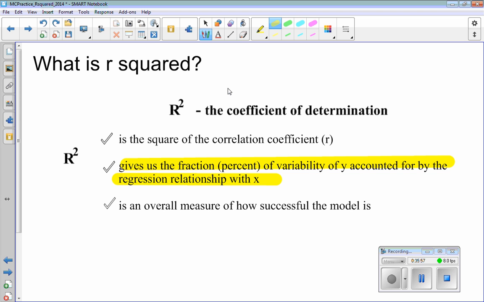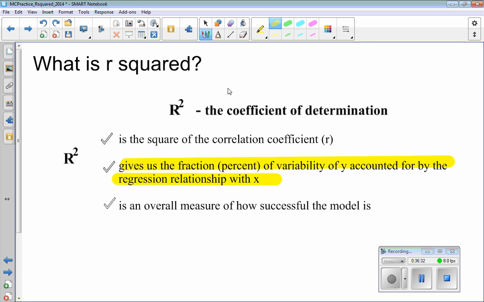Think about a scatter plot. Any scatter plot. If every single point is on the line, there is no variability. But if there are some points above and below, there's going to be some variability in the data. It doesn't exactly fit the line of best fit, right? So this percent is the percent of variability of whatever your y variable is that's accounted for by the regression relationship with x.